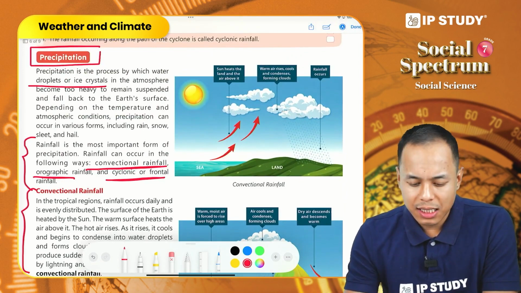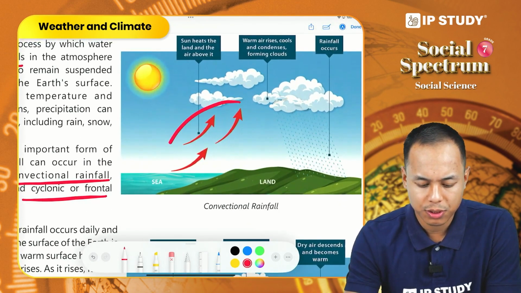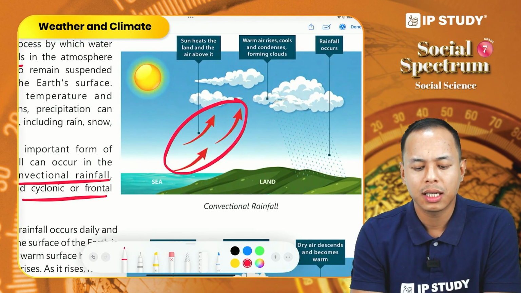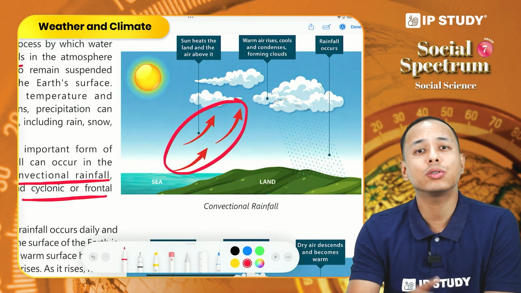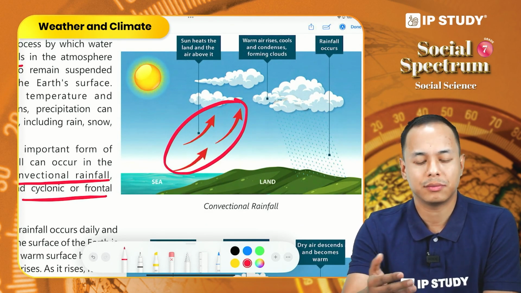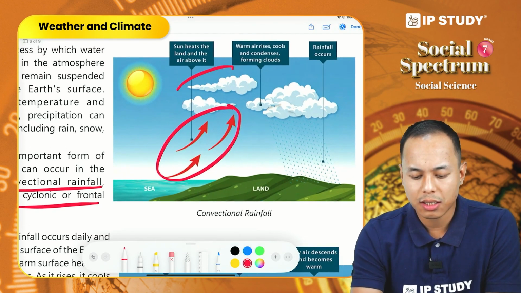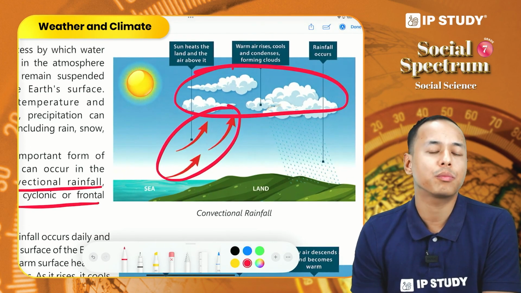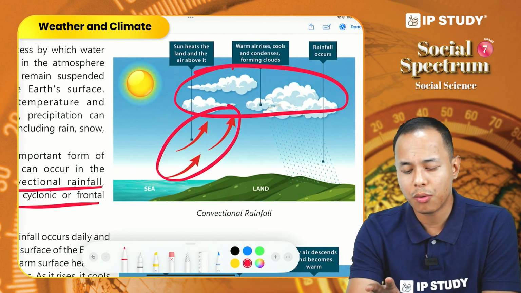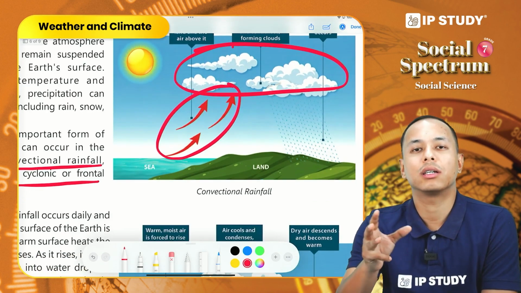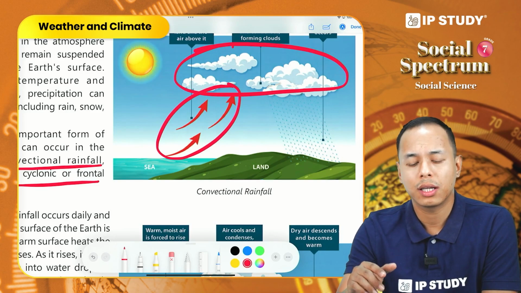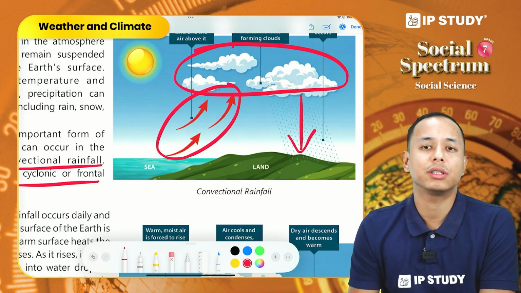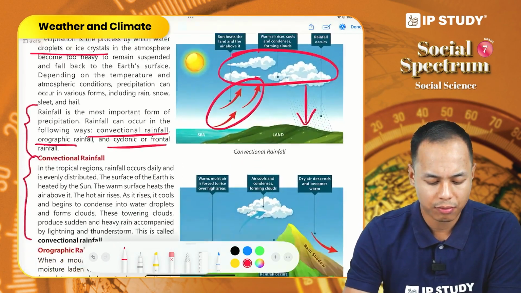Easily explained in this picture. If you see this portion, this is the air rising up because the land gets heated, and once the land gets heated, it also transfers the heat to the air. Once it reaches up, it cools down through the process of condensation and forms clouds, and once the water droplets or ice crystals are too heavy to stay afloat, it falls down as precipitation. So this is convectional rainfall.